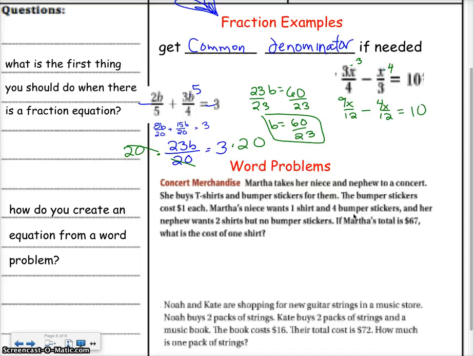And then just finishing it up. Now can I combine them? Say yes. 9x minus 4x is how many x's? 5x. Yep, 5x over 12 is 10.